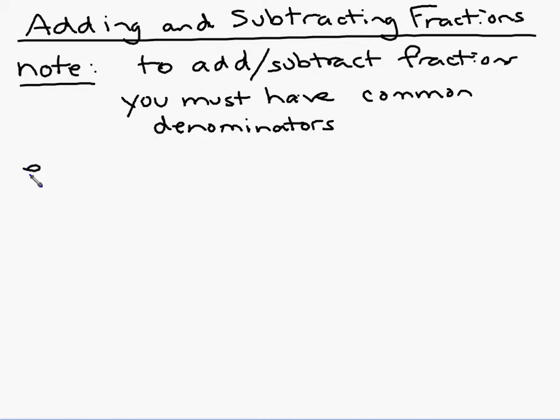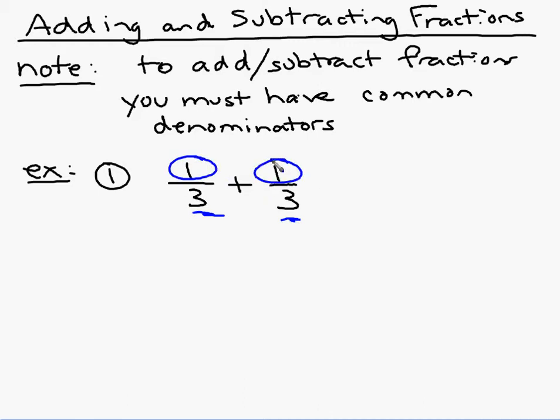For example, if I wanted, we'll just do a very simple one here. If I had 1/3 plus 1/3, a very simple fraction problem. Well, my denominators are the 3's. Okay? So the two 3's are the same, right? So if the denominators are already the same, then I can go ahead and add what we call the numerators, the top numbers. So 1 plus 1 is 2. Now what do I put, though, for the bottom?